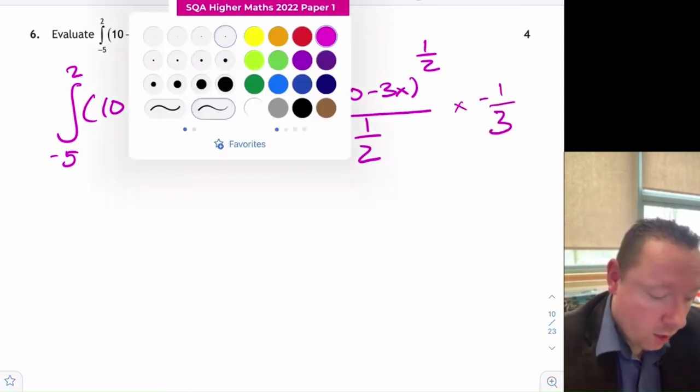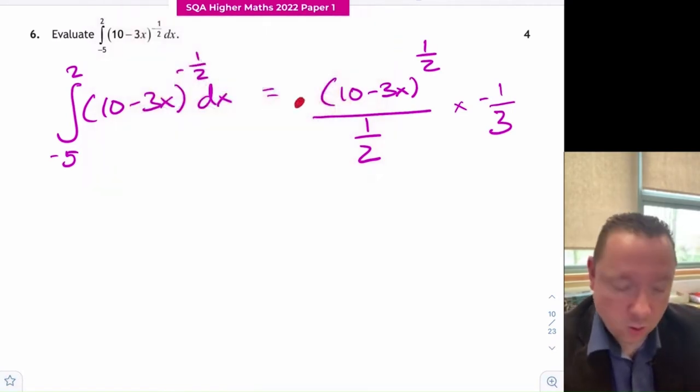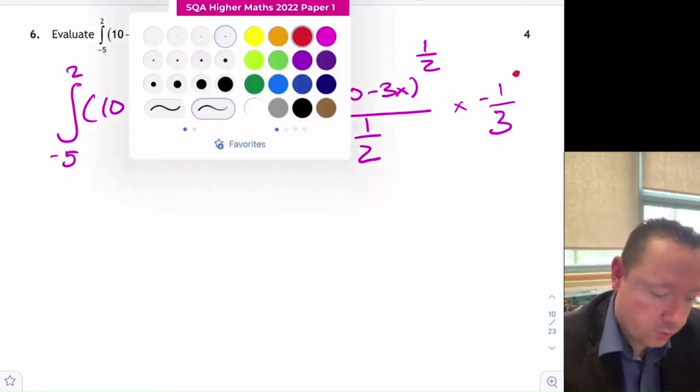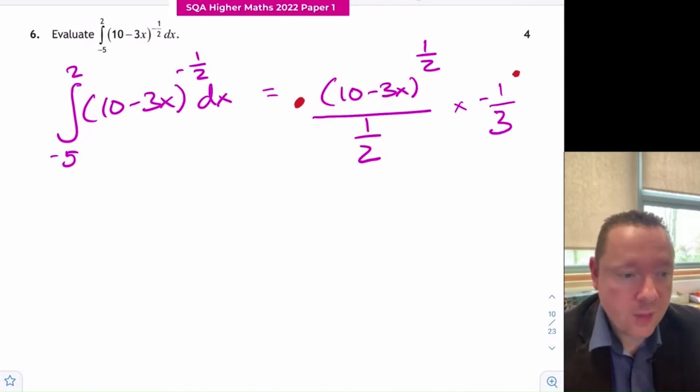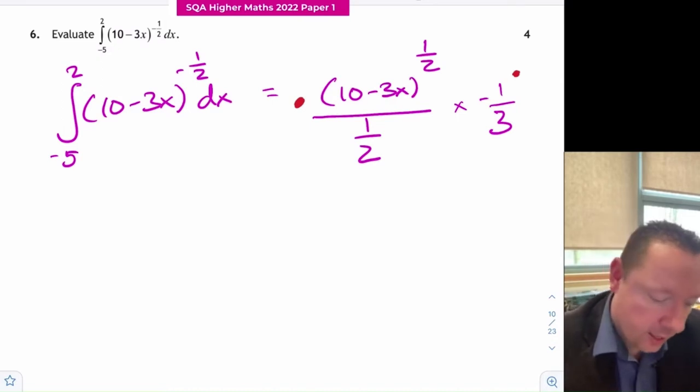You get your first mark for just starting to do that, and you get your second mark for showing anywhere that you are going to be dividing by minus 3 or times it by minus a third. So there's your first two marks there. And then we need to process our limits. So let's tidy this up a little bit before we get to that. So we get (10 minus 3x) to the power of a half.